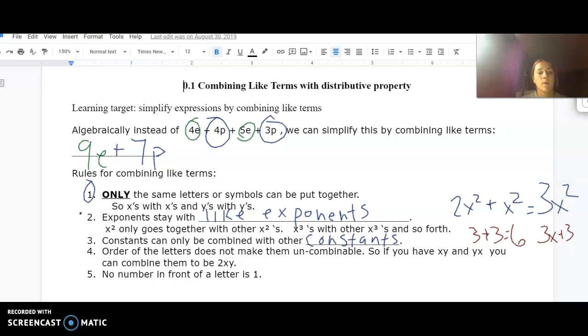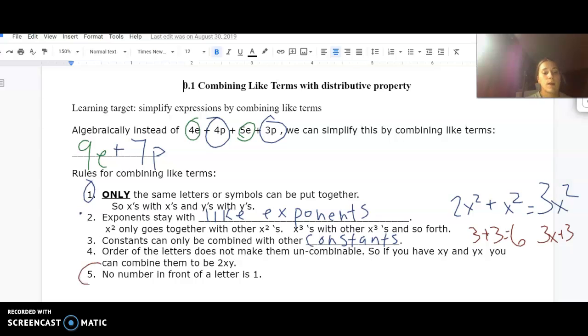For number 4, the order of letters does not make them uncombinable. So if you have xy or yx, you can combine those to have 2xy. The order does not matter, they will still combine.